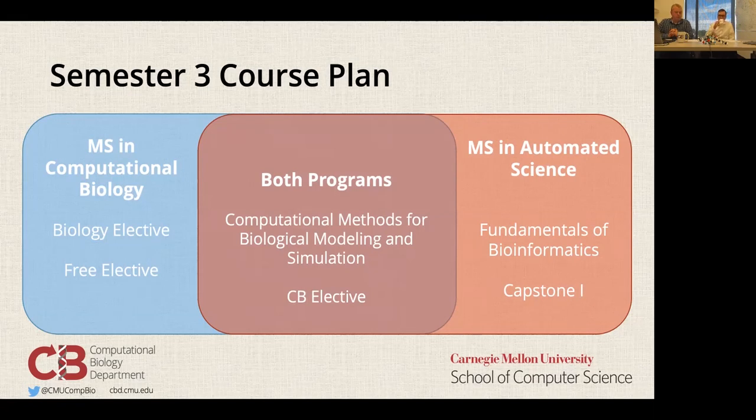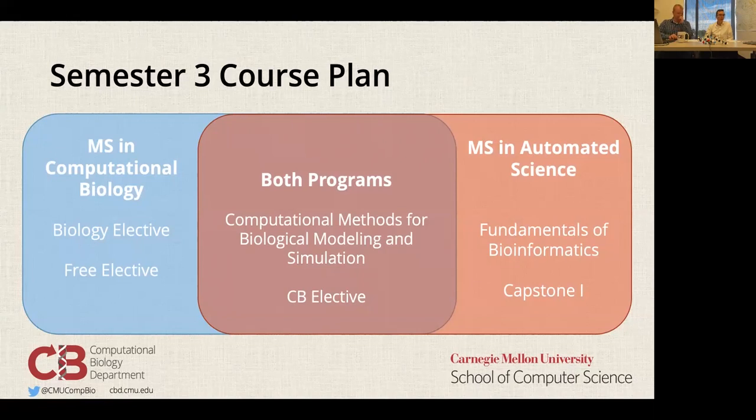The capstone project is basically an opportunity for our students to apply what they've learned in the previous year to an actual biological problem. That could take the form of implementing an automated process for an industry partner, or perhaps working with a research lab here at Carnegie Mellon to implement a process for their research efforts in a fully automated way. Excellent.